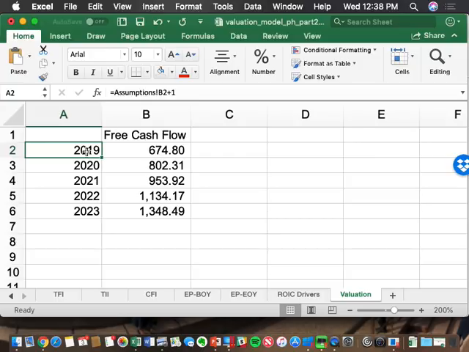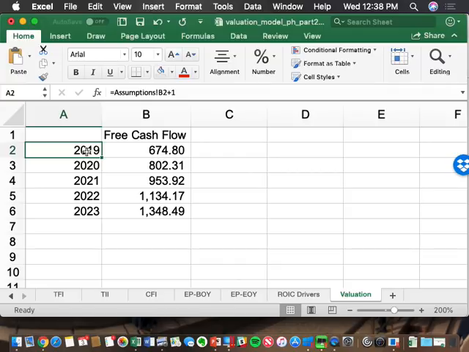Okay, so we don't want to have hard-coded years, so we made everything relative references. Assuming that our CFI is accurate, these would be the free cash flows for the first 5 years, or what we're calling the defined forecast period. Our next step is to present value this.